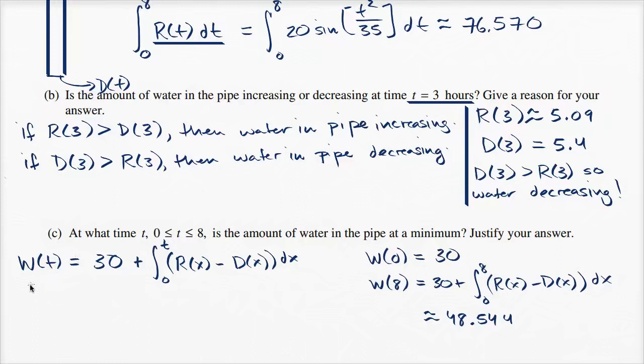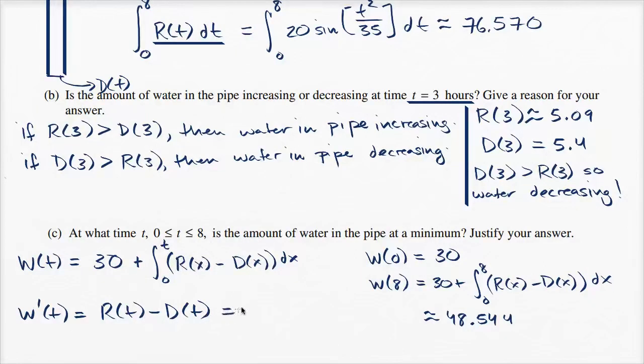And so if it's at a local minimum or maximum point, really, the derivative of W is going to be 0. So let's see, at what t do we get a zero derivative? So W prime of t, well, the derivative of a constant with respect to t is 0, and the derivative of this with respect to t, and this comes straight out of the fundamental theorem of calculus, this is going to be r of t minus d of t. Where once again, we have t as the upper bound, and so we have whatever we were integrating, but it's now going to be a function of t.